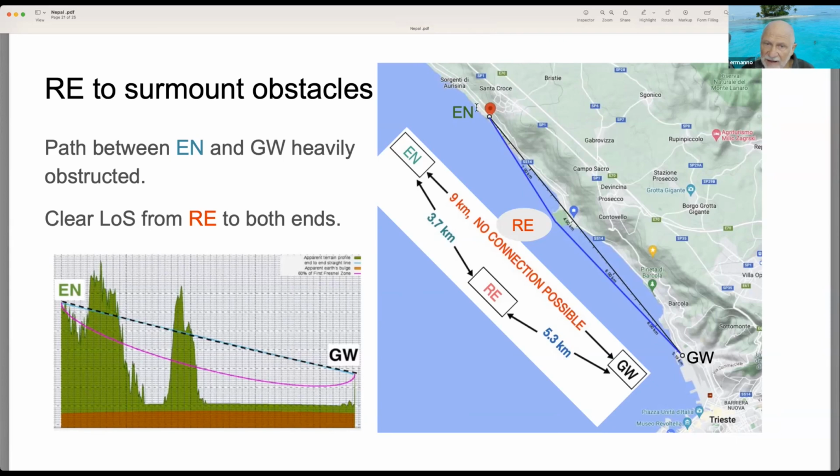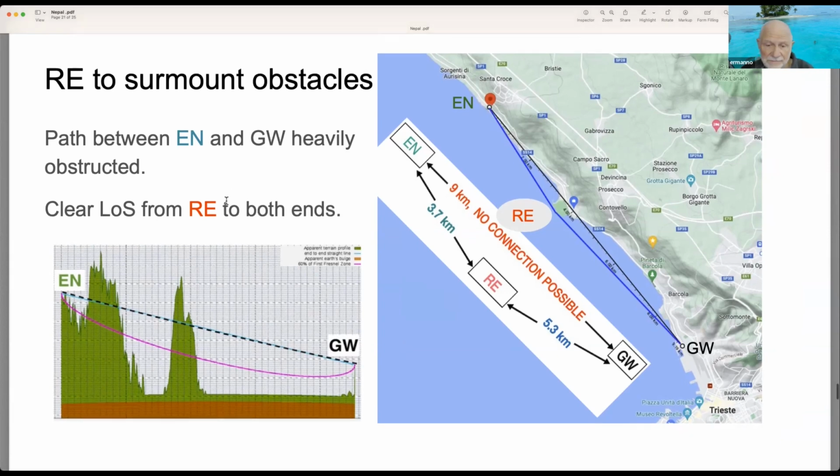And there is a clear line of sight between the end node and the range extender, and a clear line of sight between the range extender and the gateway. That way made possible the communication using this small device that does not need internet connectivity, so it can be deployed just by using a battery, or even if you want to have a very long term, you can put a small solar panel and have it working for indeterminate time.